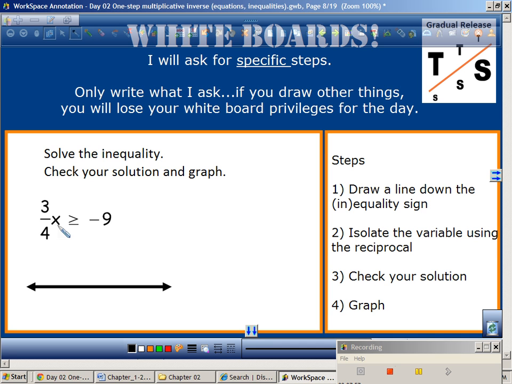So 3/4 x. I'm going to draw myself a line. That was my first step. Isolate the variable. Can you see? Yeah. Isolate the variable using the reciprocal. The reciprocal of 3/4 is 4/3. So these cancel, and I'm left with x is greater than or equal to, okay, I've got to simplify this.